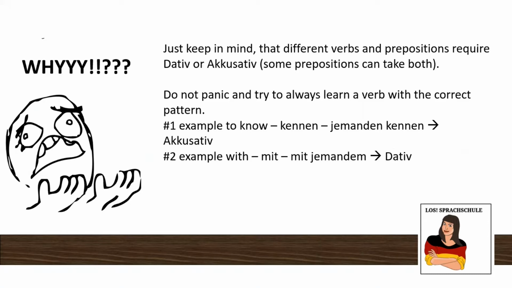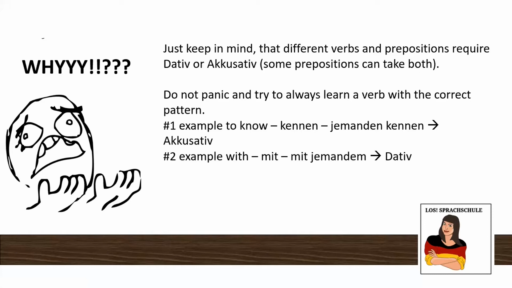The first one is, of course, why do we need the dative? We learned the accusative. Why is there another way to change the object? Just keep in mind that different verbs and prepositions need dative or accusative. Some prepositions even can take both. It depends. If you want to Google that, it is called Wechselpräposition. I can write it in the comments below. So do not panic. It's really not that big of a deal.